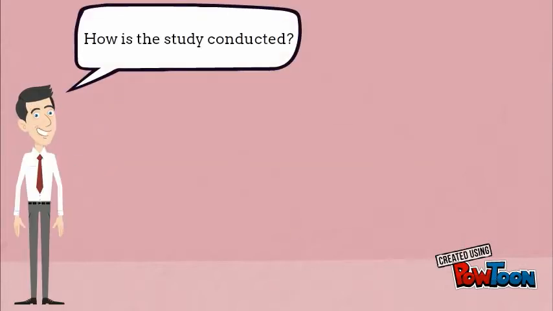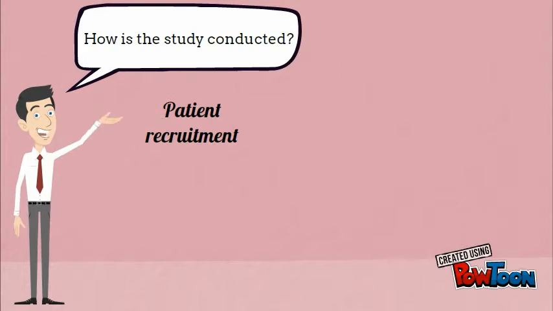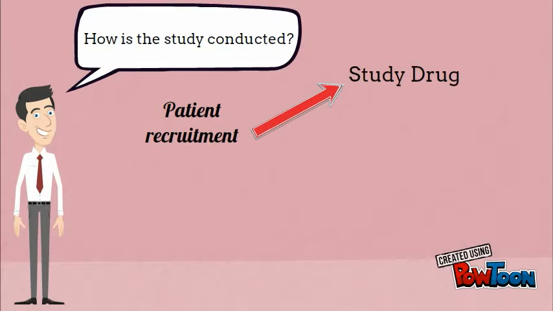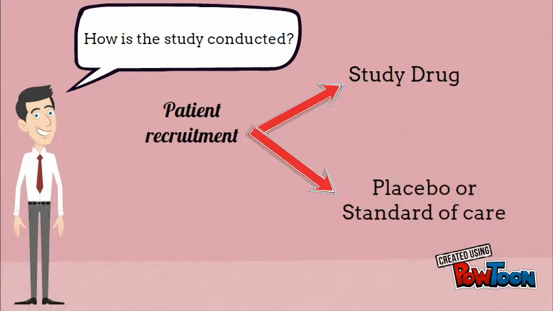So how are phase 2 clinical trials conducted? Firstly, patients are recruited and randomized into different groups, where one group will receive the treatment, which is the drug, and the other group will receive a placebo.